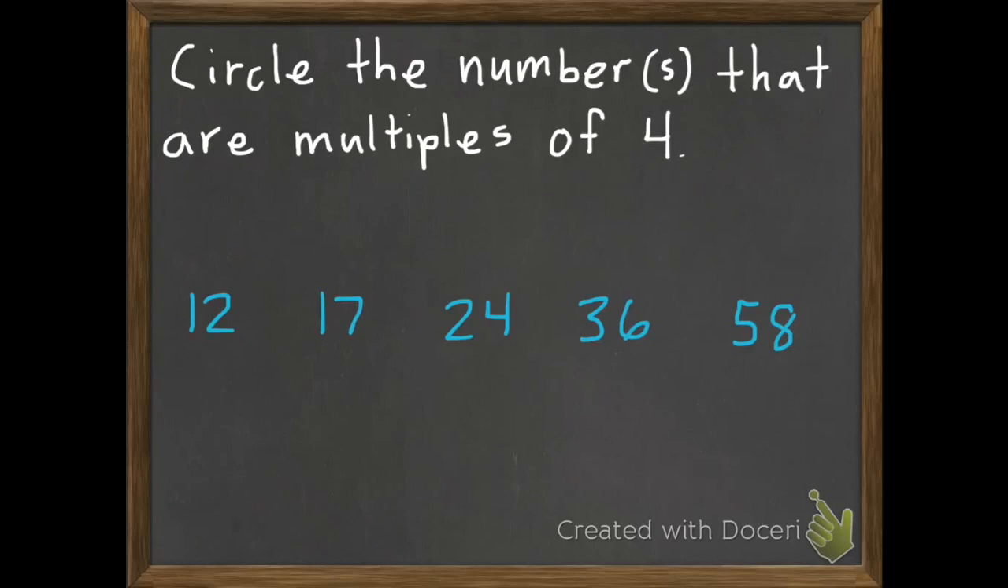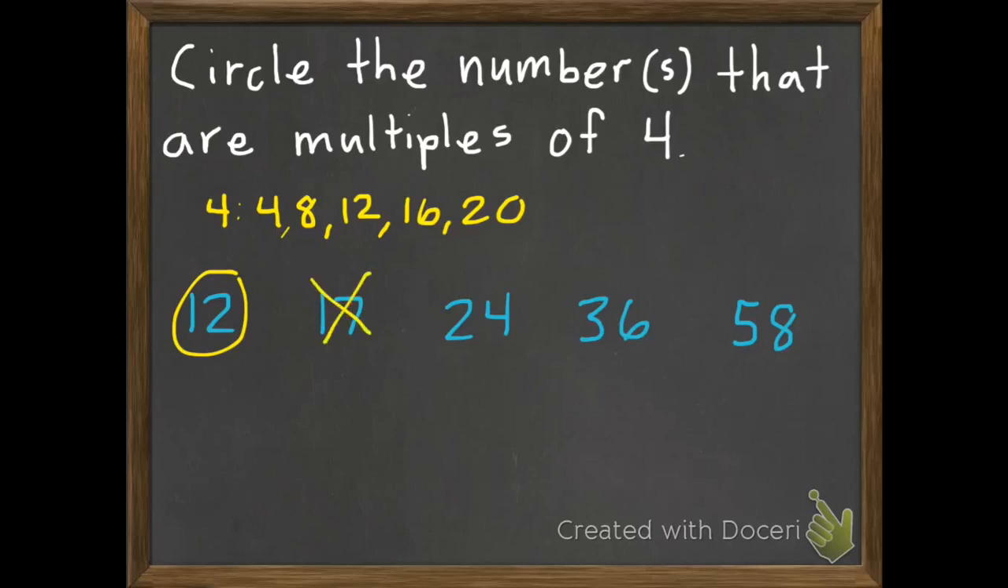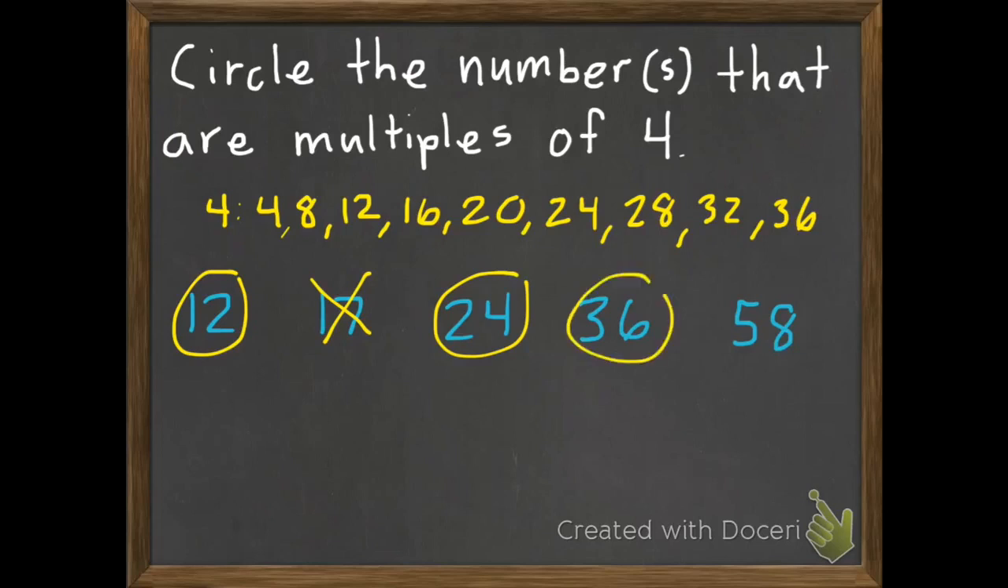So I'm going to write my multiples of 4 down. 4, 8, 12. So 12 is, 16, 20. So there wasn't a 17. So we cross that one off. 24. So we can circle that. 28, 32, 36. So we can circle that one too. And I'm out of room and I'm tired of counting my 4s.